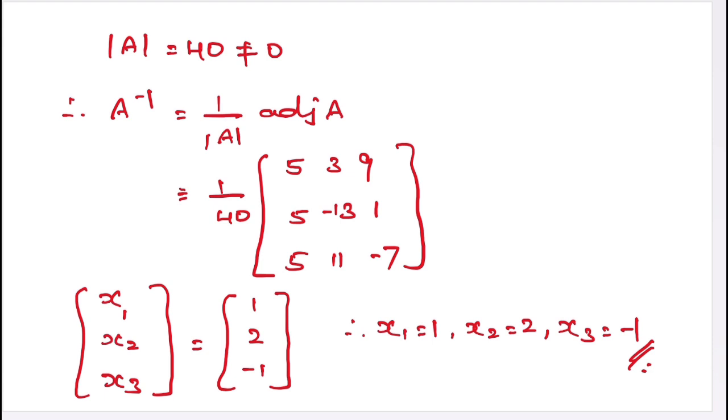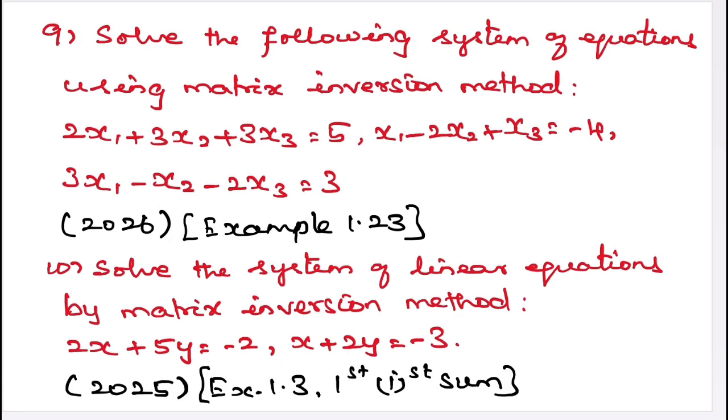So we have A inverse is equal to 1 by 40, matrix of 5 3 9, 5 minus 13 1, 5 11 minus 7. Now use the formula x is equal to A inverse B and multiply, you get x1, x2 and x3. So here you have x1 is equal to 1, x2 is equal to 2 and x3 is equal to minus 1. Next, last problem.